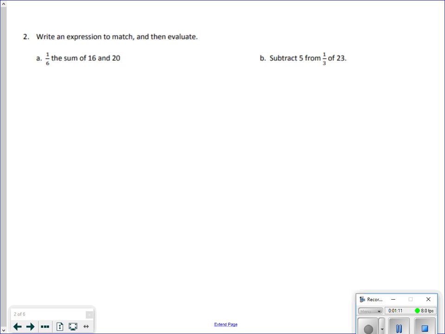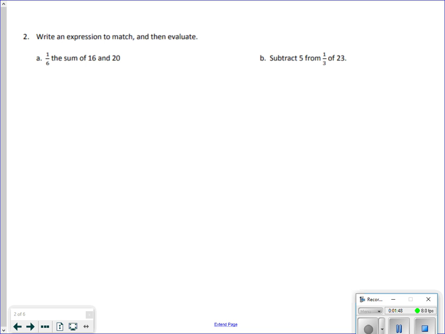Now, one of the things they say, write an expression. An expression is just the number sentence. What would the number sentence look like? Now, that number sentence is not, I went walking down the street with 2 dogs. That is not a number sentence. A number sentence is the thing like 2 plus 3 that you would solve. When you see the word evaluate, evaluate is a fancy word for solve. That's all it means. So when you say 1/6 the sum of 16 and 20.